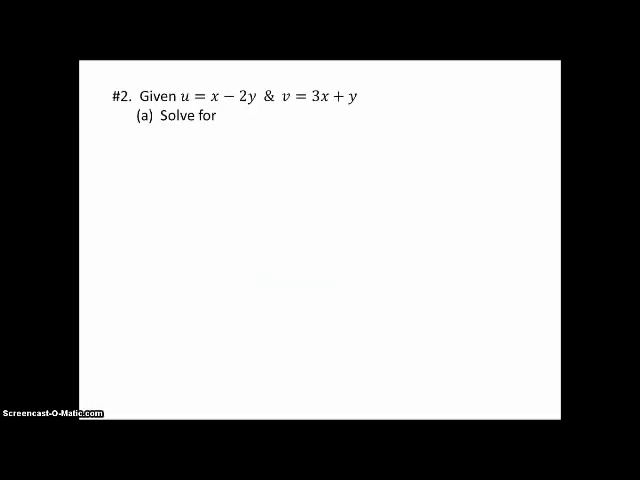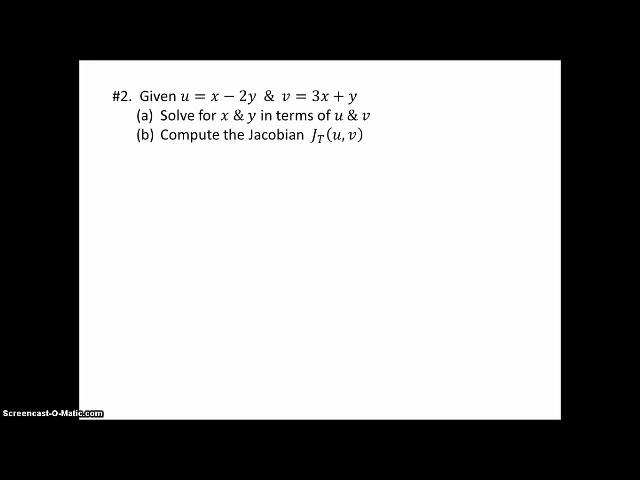So now we're going to do some problems. Given u and v in terms of x and y, solve for x and y in terms of u and v, and then compute the Jacobian. This is just a little exercise to get you used to all the notation and the computations. It can be tricky. Part A can be tricky. You have to use your algebra prowess.